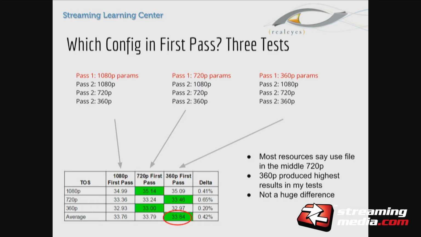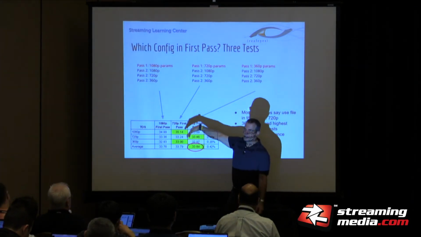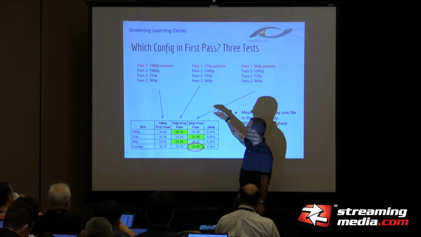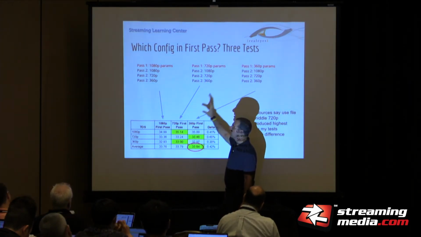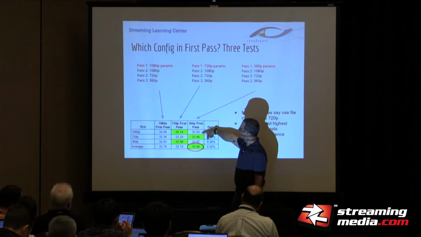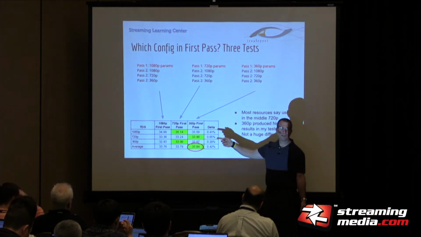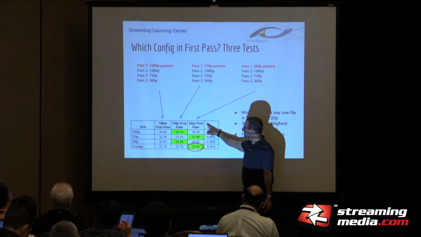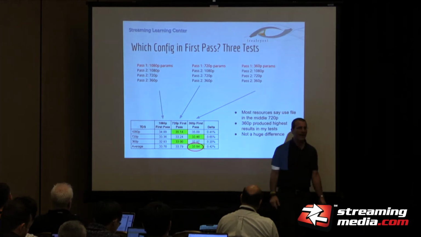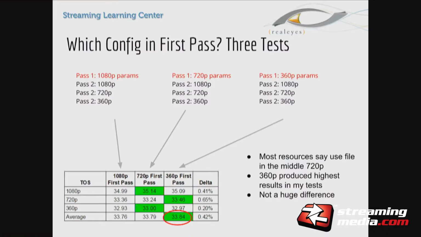So the question is, which configuration do you use in the first pass? Do you use the configuration from 1080p? Do you use the configuration from 720p? Or the configuration from 360p? So what I did here was, these are the PSNR results from the slide we saw previously, where the first pass was the 1080p. These are the results where 720p was in the first pass, and this is the results from 360p in the first pass. And we see in the delta column, there's not a huge amount of difference in terms of overall quality. I got the best results overall using the 360p first pass, which makes absolutely no sense, but that's what I got.